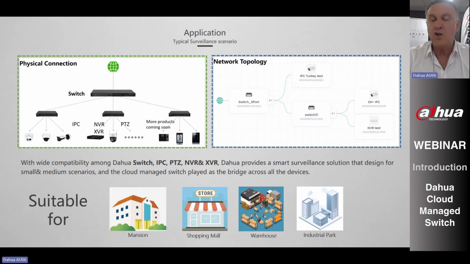Dahua provides a smart surveillance solution designed for small and medium scenarios, where the cloud managed switches play a huge role bridging across all the devices, suitable for mansions, shopping malls, warehouses, and industrial parks. The network topology on the right-hand side shows you the switchboard via an IPC, a turnkey setup with various switches, with various NVRs, going also all the way to our DSS Pro application as well. Clicking on to the next slide for what's coming up into the future.